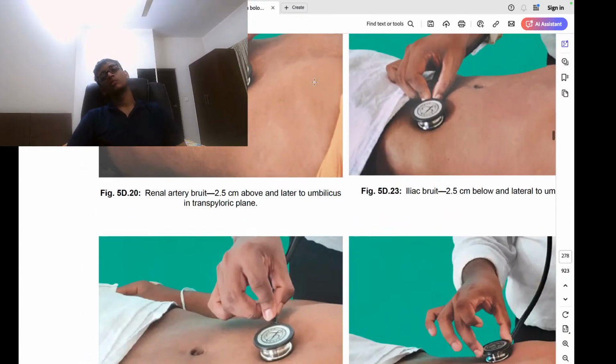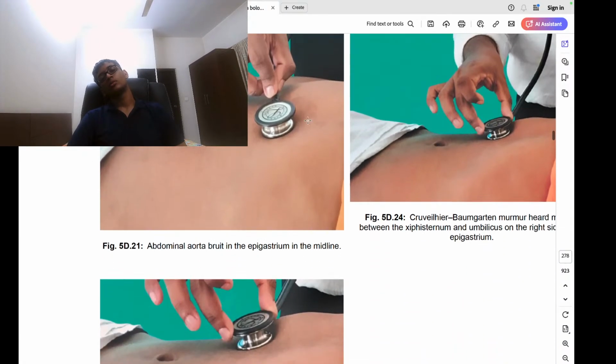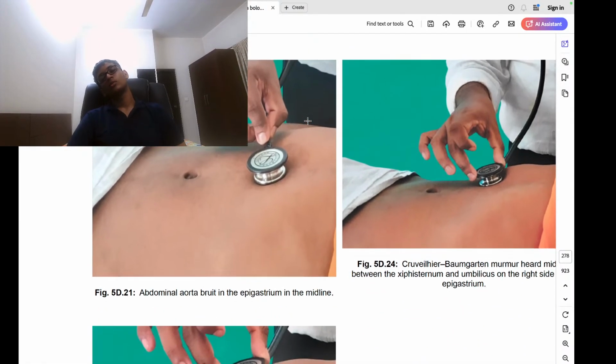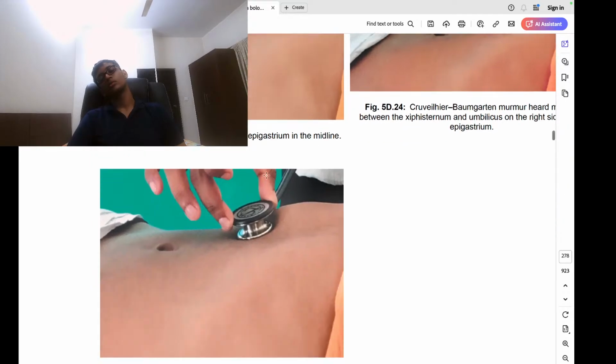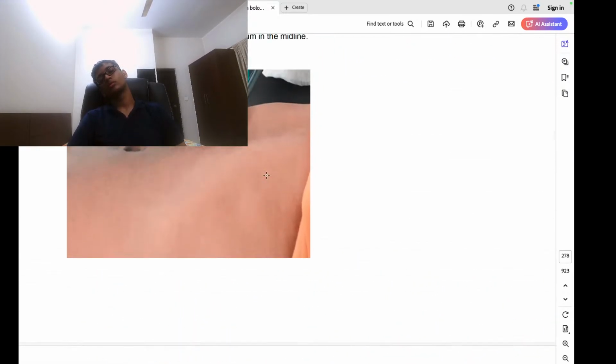Renal artery bruit 2.5 cm lateral, and abdominal aorta bruit in the epigastrium. Cruveilhier-Baumgarten is heard between the sternum and umbilicus on the right side of the epigastrium, and over the liver.